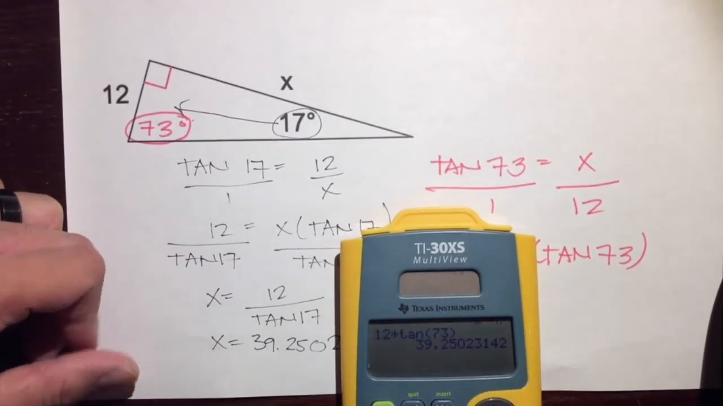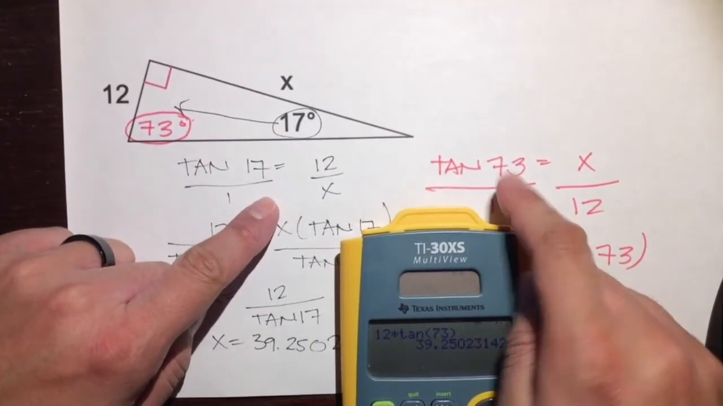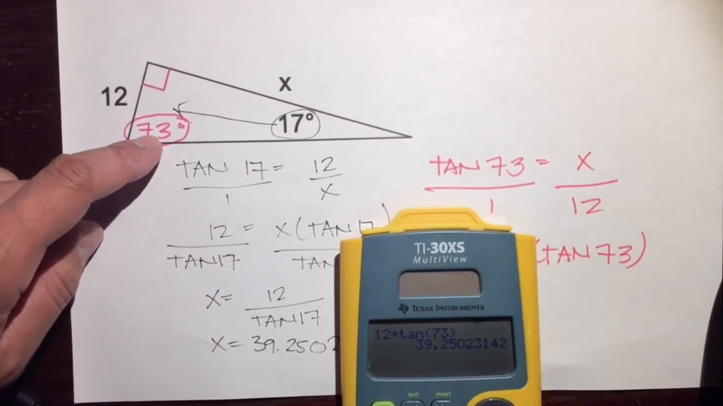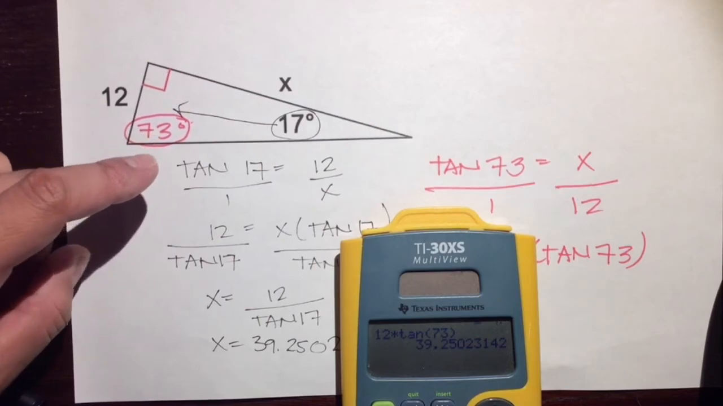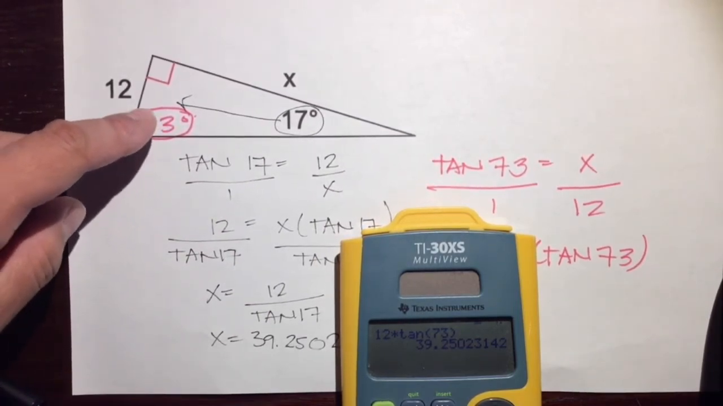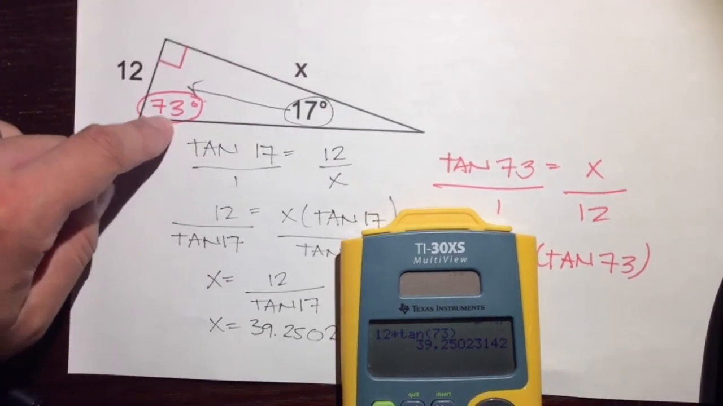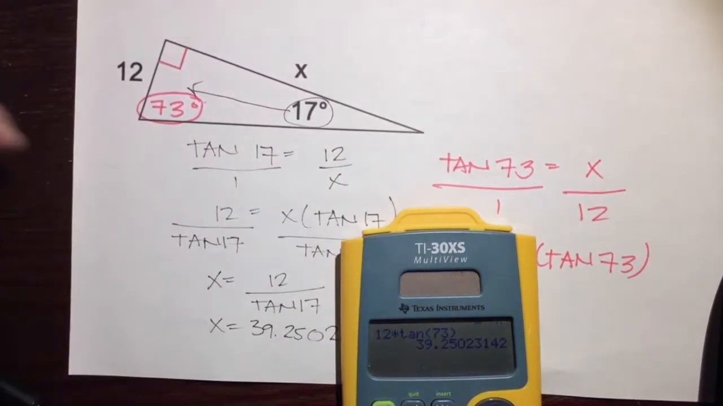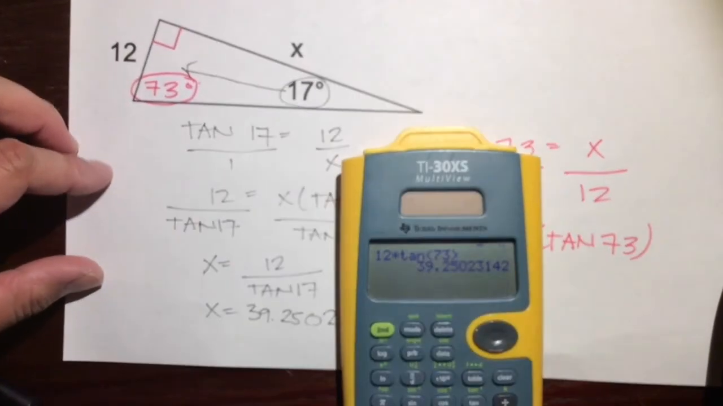So there are two ways to set up the proportion. You could use the angle that they gave us, or you could use the other angle, not just any angle that you like. Okay, it's not based off your likes or dislikes. The other angle, using math. And then set up the other proportion based off of that angle, you'll still get the same answer.